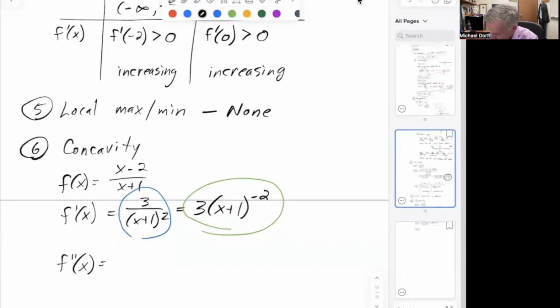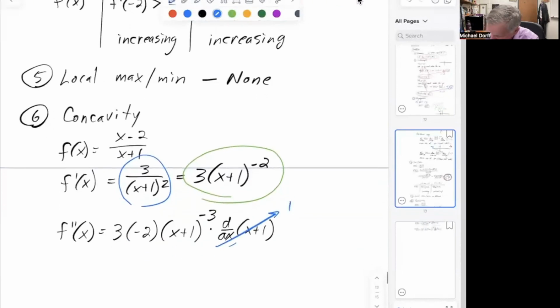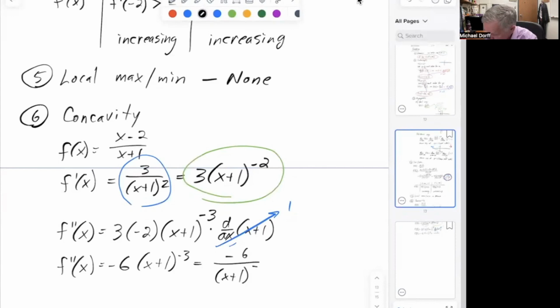So by the power rule, I've got the 3 out front. By the power rule, I'm going to put the negative 2 out front, and then I write x plus 1, and I reduce the exponent by 1. So that's going to give me 3. And then by the chain rule, I have to take the derivative of what's inside. So d/dx of x plus 1 is just going to be 1. So the second derivative is going to equal negative 6 (x plus 1) to the negative 3 power, or I could write that as negative 6 over (x plus 1) cubed.